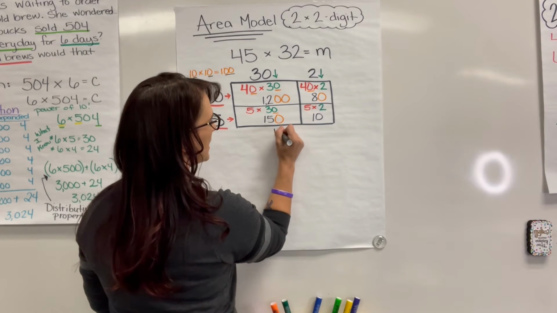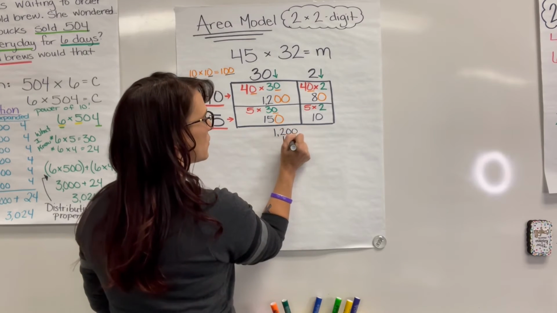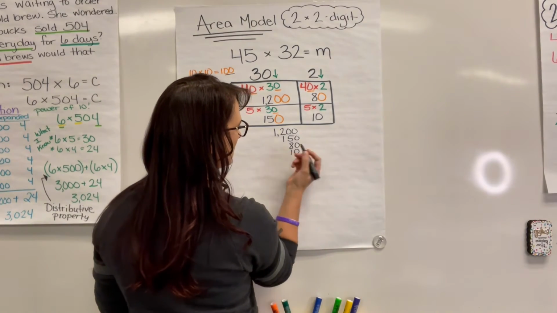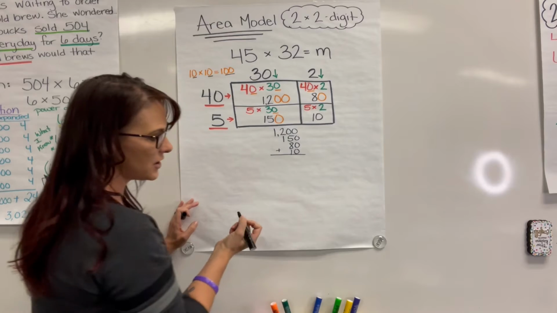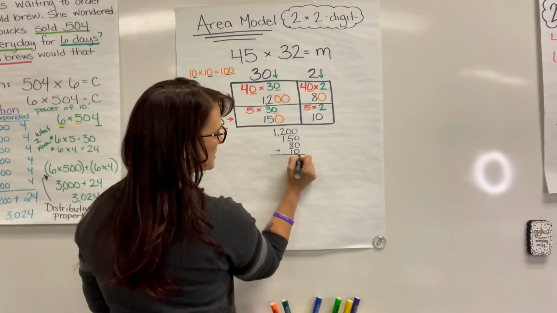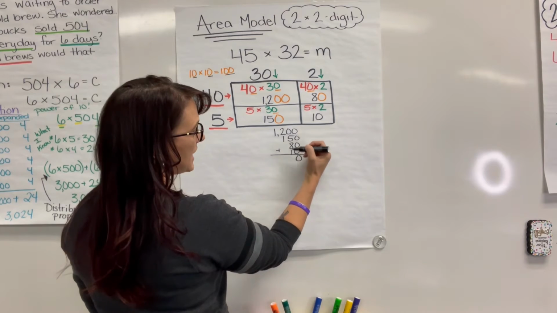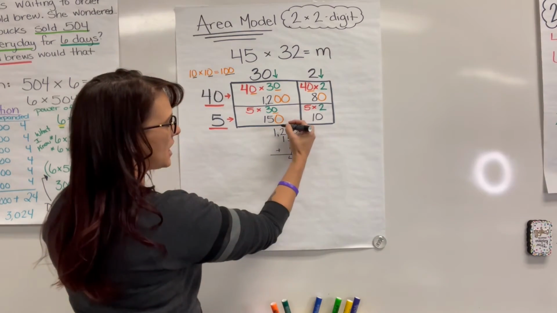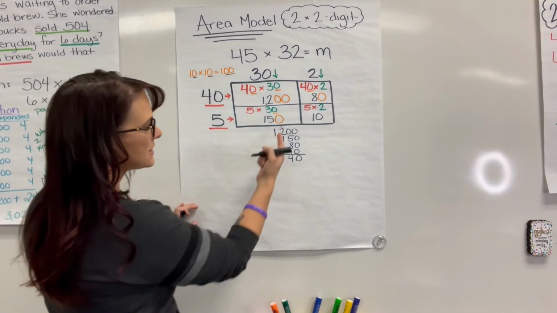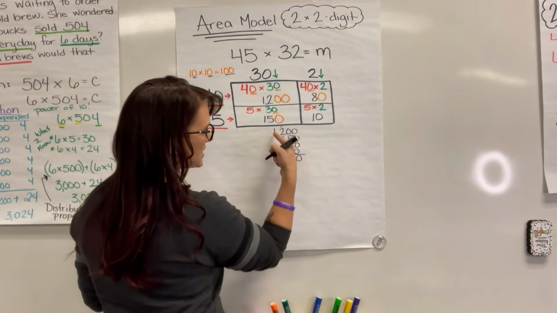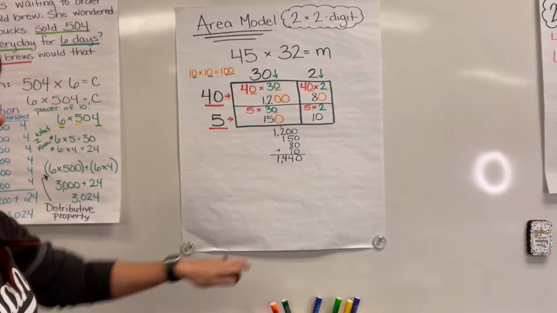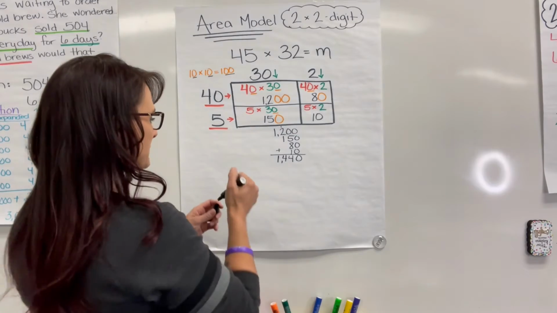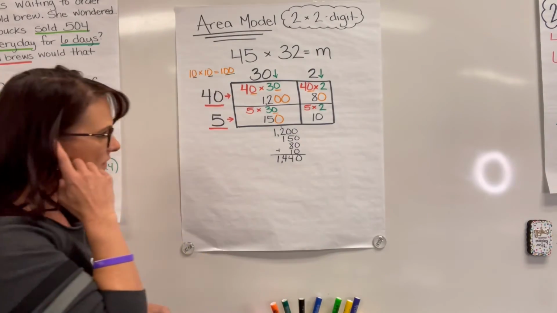So I have 1,200, 150, 80, and 10. When I add these together, zeros give me 0, 50 plus 80 plus 10 is 140. So I'm going to put my 40 here. I'm going to bring my 100 into the hundreds place. Now I have 400, and I bring down my 1,000. So my answer is 1,440.